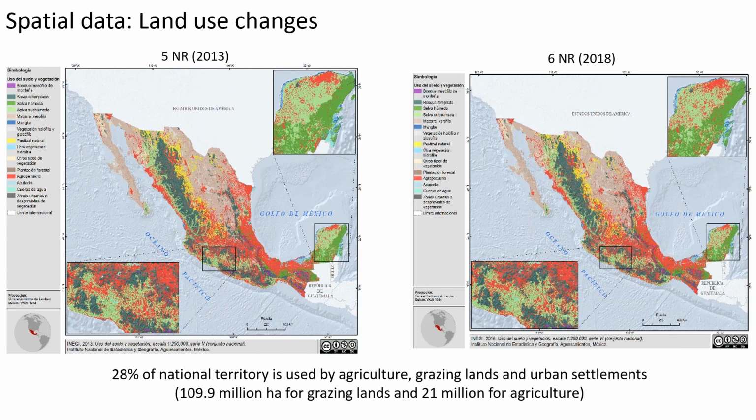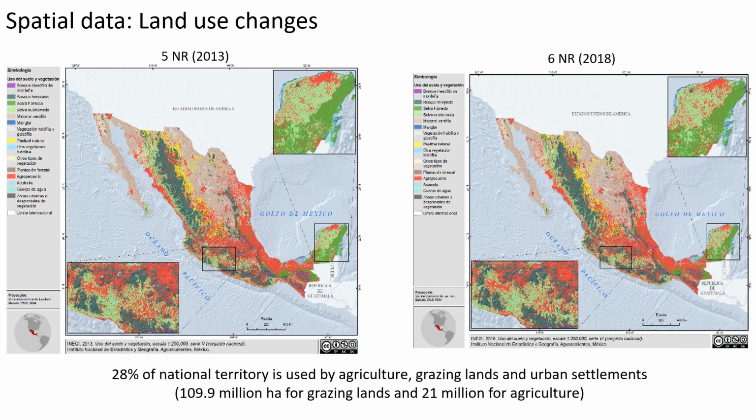Okay, I'm back. From statistical data, we jumped to spatial data and to report land use change through the maps, and we are watching two different maps about land use change. The left map is about land use change for 2013, reported on the 5th national report, and the right map is the last update about land use change in Mexico, reported on the 6th national report.